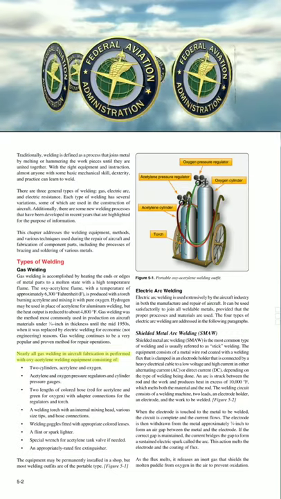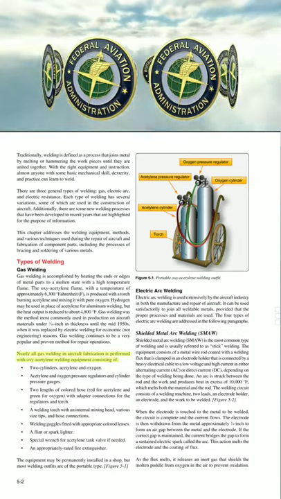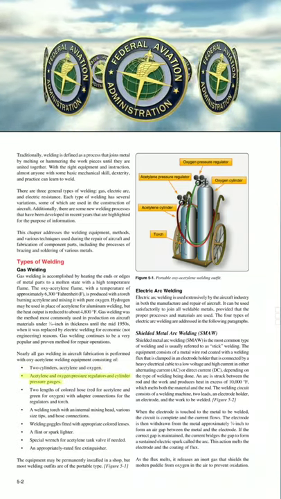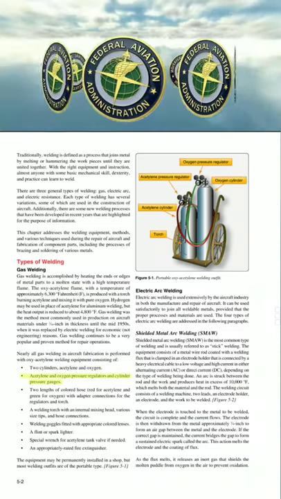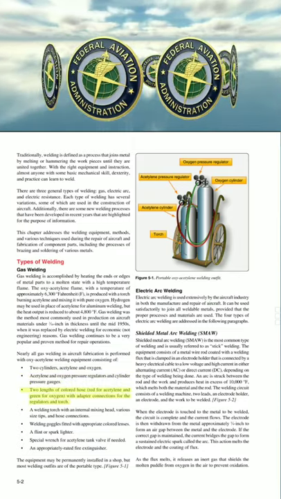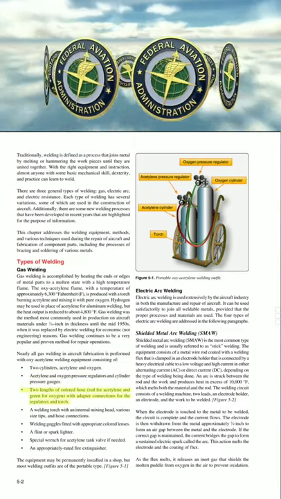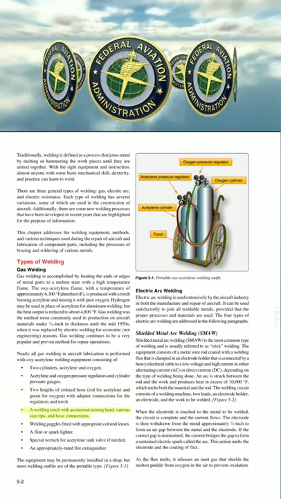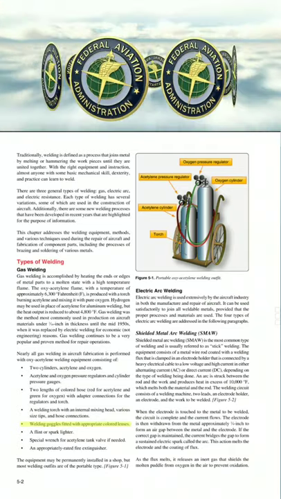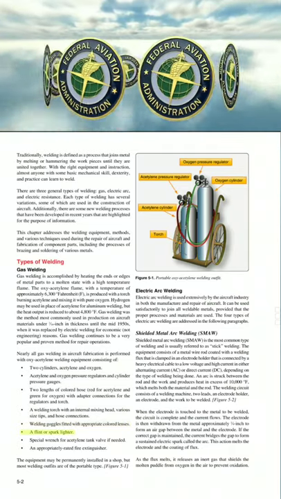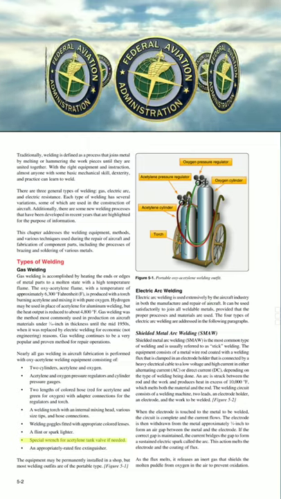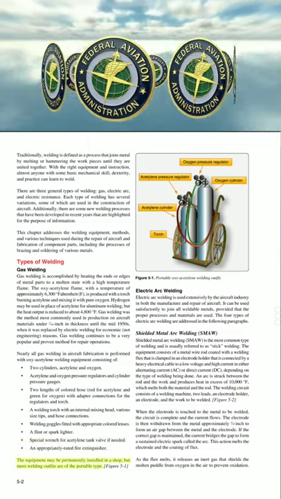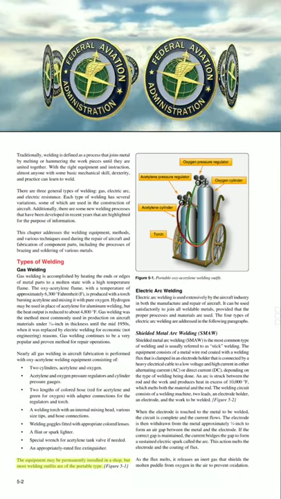Nearly all gas welding in aircraft fabrication is performed with oxyacetylene welding equipment consisting of two cylinders, acetylene and oxygen. Acetylene and oxygen pressure regulators and cylinder pressure gauges. Two lengths of colored hose, red for acetylene and green for oxygen, with adapter connections for the regulators and torch. A welding torch with an internal mixing head, various size tips, and hose connections. Welding goggles fitted with appropriate colored lenses. A flinter spark lighter. Special wrench for acetylene tank valve if needed. An appropriately rated fire extinguisher. The equipment may be permanently installed in a shop, but most welding outfits are of the portable type.